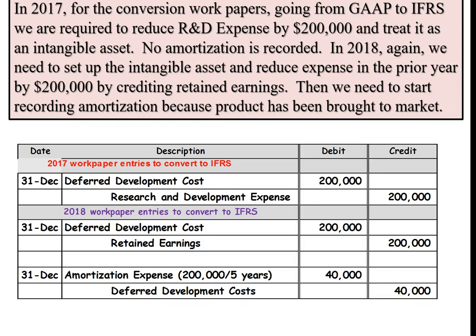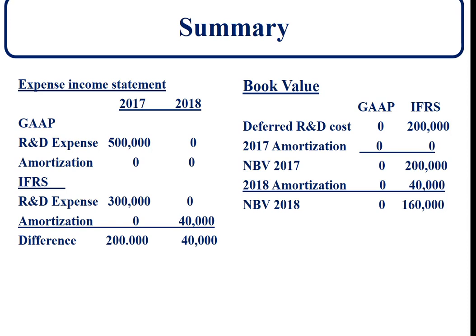So a summary of these changes and how they affect the income statement and the balance sheet. On the expense side, on the income statement in 2017, we would have booked R&D expense under GAAP of $500,000 and under the international standard only $300,000, which means we have a difference of $200,000 we have to account for on the working papers. In 2018, we would have to adjust by $40,000 for amortization because we would be booking that under the international standard, but we would not be under GAAP.